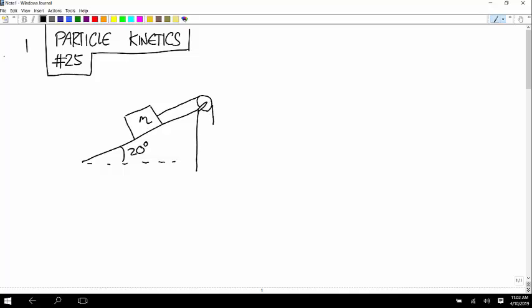All right. So there's an incline at 20 degrees, and there's a block on the incline with a mass little m, and there's a pulley and a cable connecting that mass little m to another mass of little m that's hanging over the side.